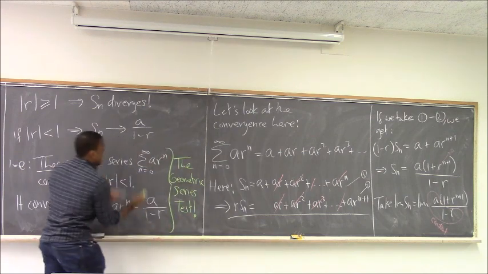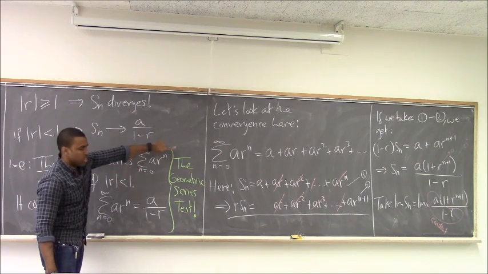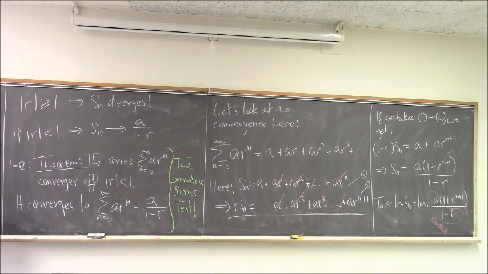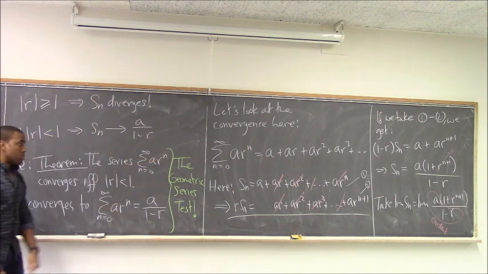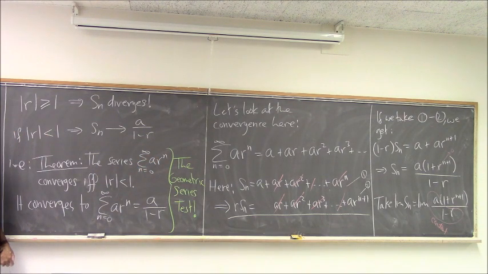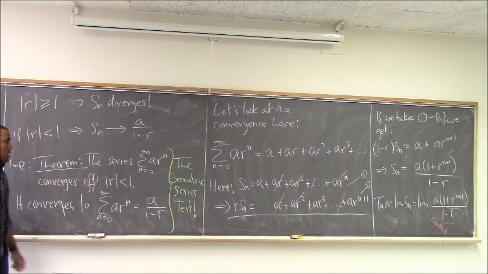You have a series that has this form specifically, and of course it starts at 1, but you have an n minus 1. All you want to do is check: is the number that's being raised to the n less than 1 in absolute value? If it is, it converges. And if it's not, then it will diverge.